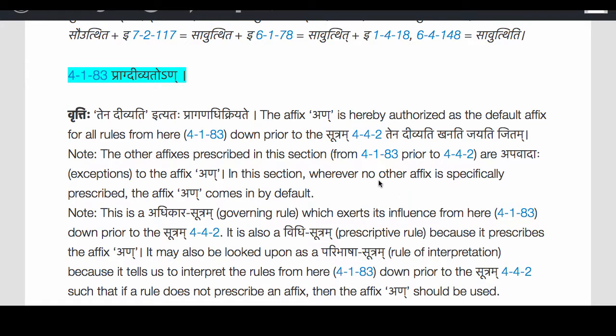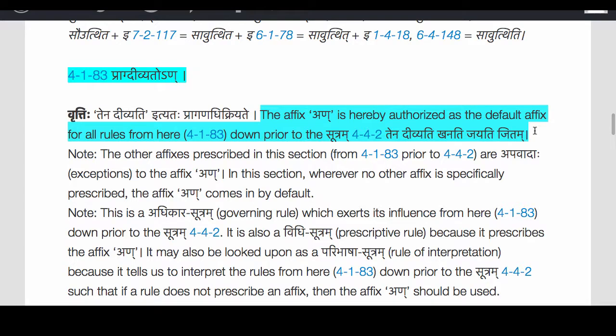Recall that we recently studied the Sutram 4183, Pragdivyato Varn. That Sutram tells us that the affix an is hereby authorized as the default affix for all rules from here, 4183 down prior to the Sutram 442. Tena divyati khanati jayati jitam.